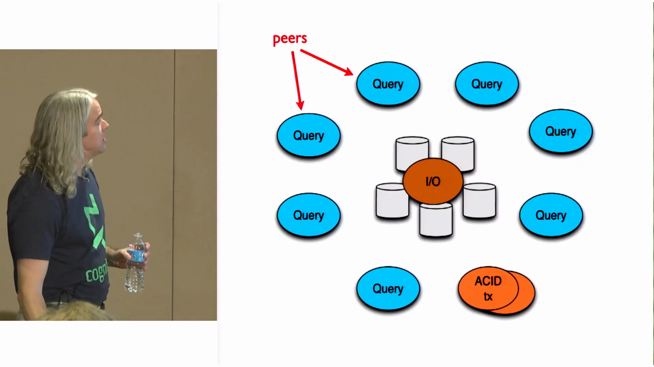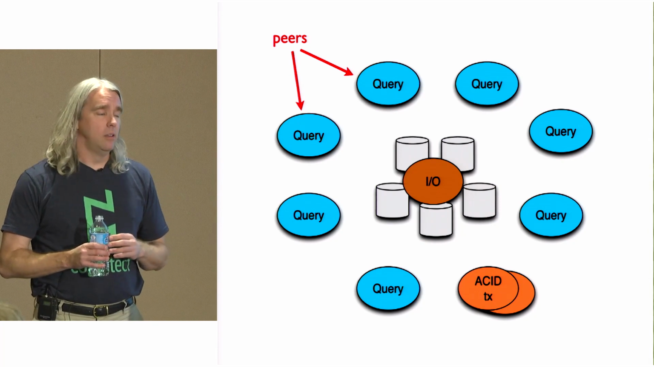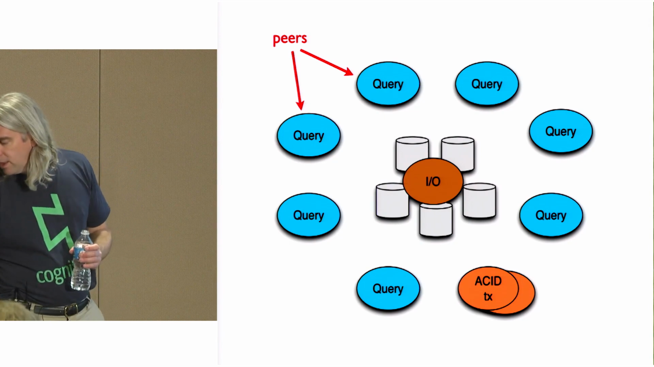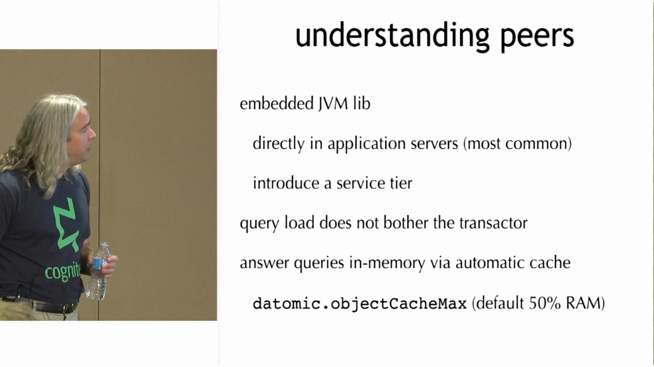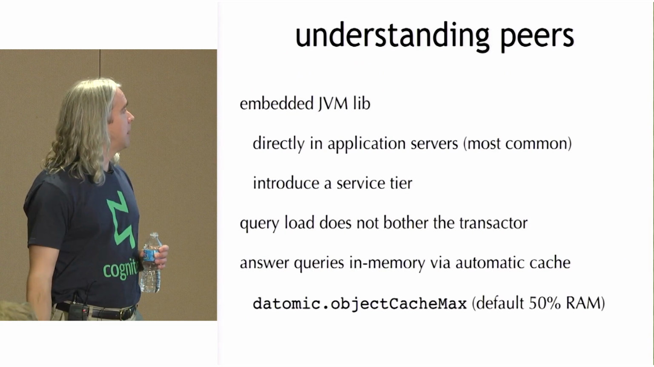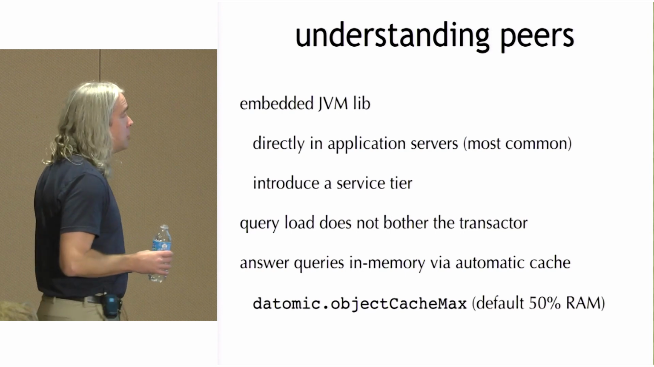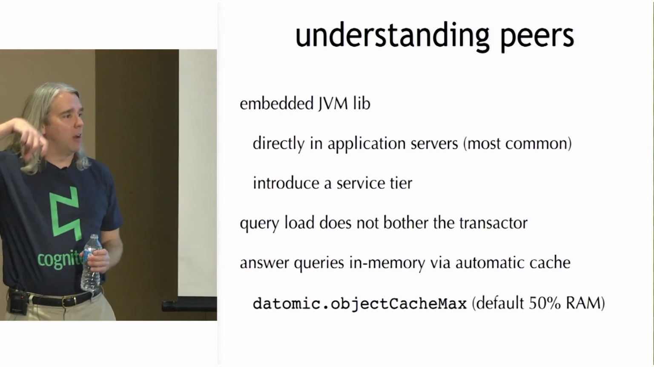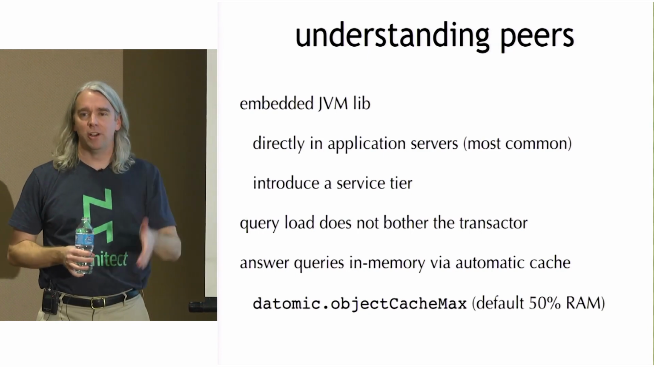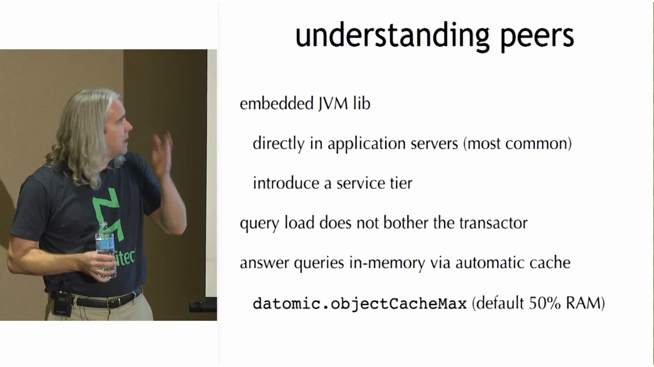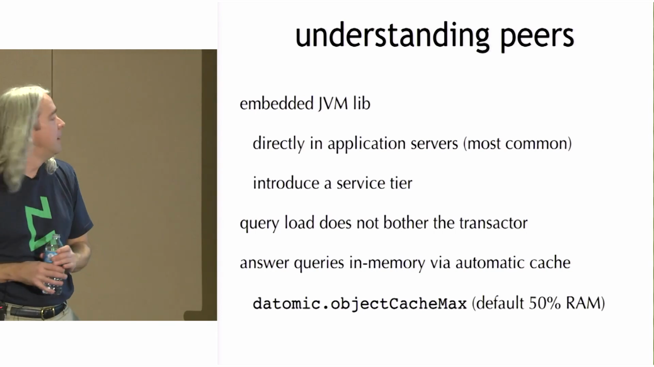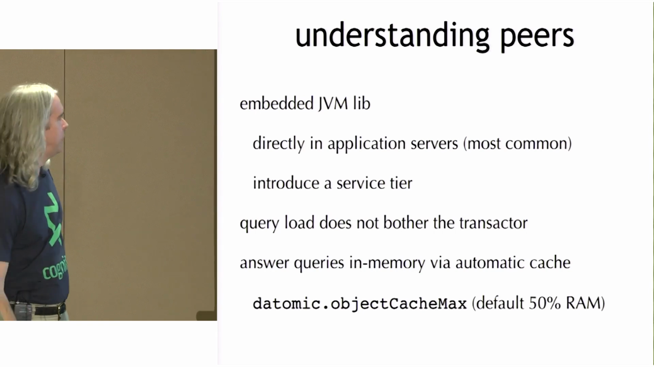Now let's talk about the peers. The peers are the thing that users actually use. These are your application processes, your application servers. So what do you need to know about them? Well, this is different. In order to use Datomic, you have a much more substantial library embedded in your application server. Most people choose to do this directly: they take their existing application servers and embed it in them. But every once in a while, people will introduce a whole new tier. They'll make a Datomic service tier, put REST endpoints or APIs on it, and let another tier call into that. Entirely up to you.